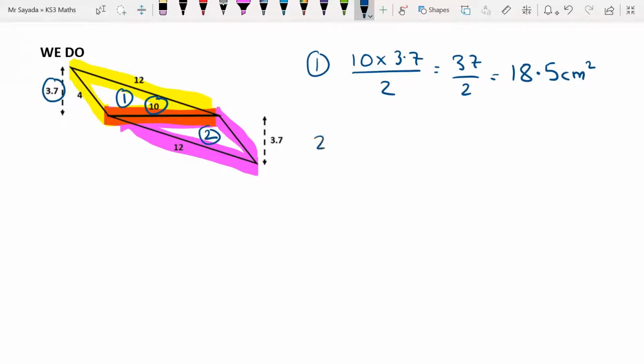Let's find the area of triangle 2 now. So this one's a bit harder. What's the base of triangle 2? Say your answer to the video. So the base of triangle 2 is also 10.